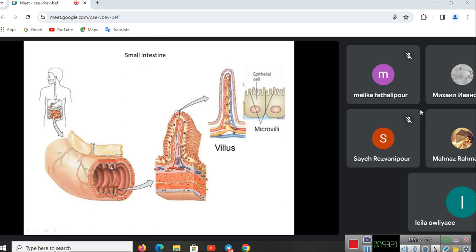Why does a small intestine have folds, villi, and microvilli? The answer is to increase the internal surface of the intestine, to increase rate of digestion and absorption process. So intestine is for digestion and absorption, and it needs to increase the surface area.